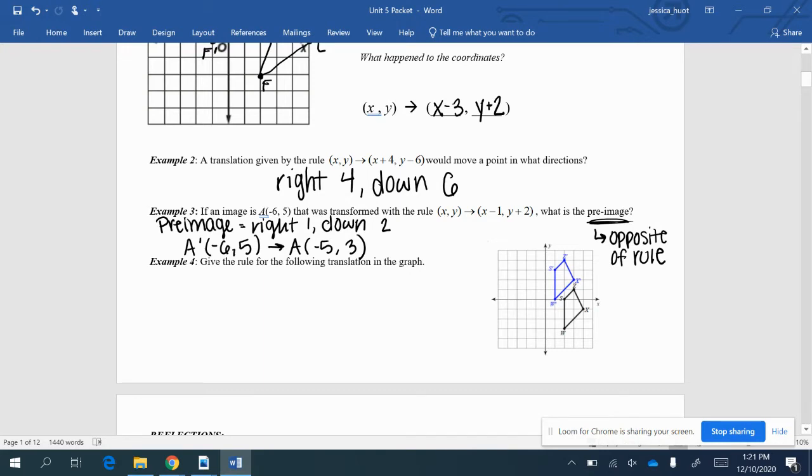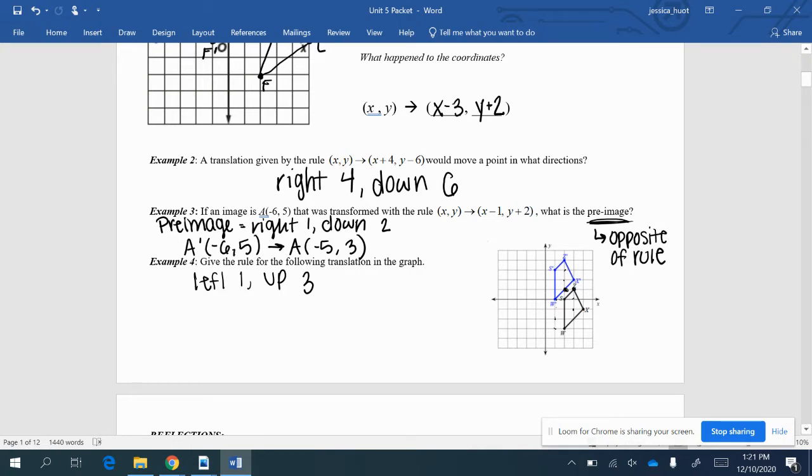For number 4, give the rule for the following translation. Here, for translations, you can count on the graph. So if I choose Z right here, we are going, let's do right or left 1. So we are moving to the left 1. And then we are moving 1, 2, 3, up 3. You can double check that with all of your points. So for X, left 1, 1, 2, 3 up. Good. W, left 1, 1, 2, 3.